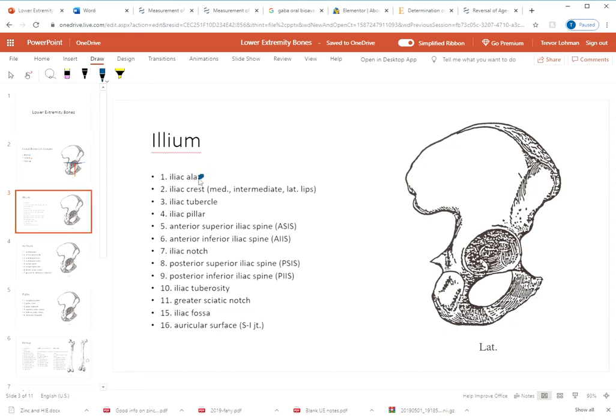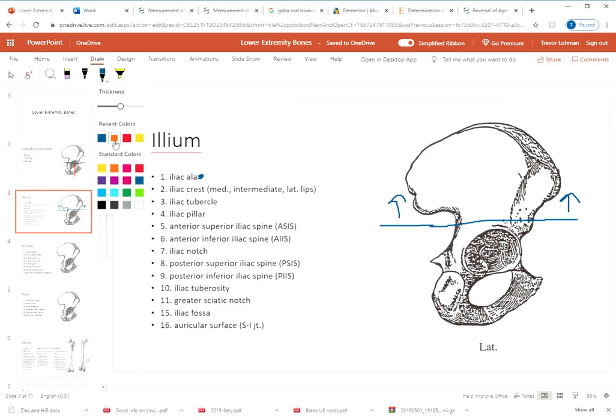Now the first structure is called the iliac ala. That just refers to this large wing-like structure here. So I'm going to go ahead and draw a line. Everything above this line is considered to be a part of the iliac ala. Iliac crest is something you can feel. Put your hands on your hips, you can feel the top of this bone, this wing, and that is right here. Iliac crest.